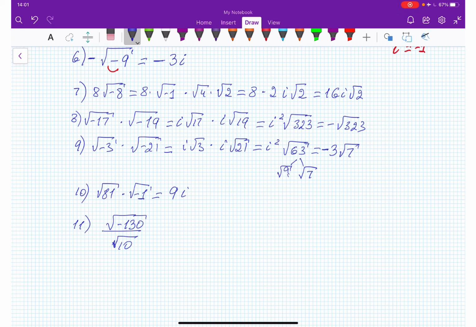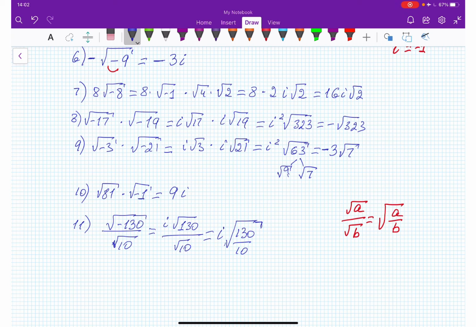So first of all, I'm taking out square root of negative 130. It's going to be i square root 130 and square root of 10. So based on properties of square roots or radicals, we have square root a over square root b is equal to square root of a over b. Yes? Therefore, we are going to put both square roots under one umbrella. So i, and we get square root 130 over 10. So we get rid of the square root in the denominator. So we can cancel this 10 with this 0. And we are getting i square root 13. Okay? Next one.